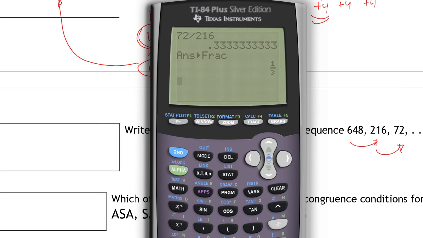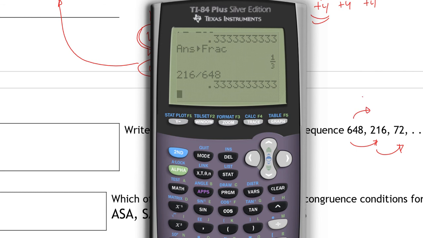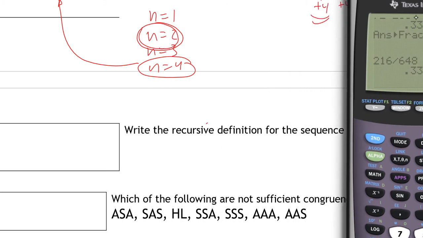So let's see if that's the same ratio for the other two. I'm going to take 216 and divide that by 648, and you can see I get exactly 1/3 again. So as I move forward, this is multiplying by the number 1/3. So I've got a common ratio. Therefore, this has to be a geometric sequence. So they're asking me for the recursive definition.